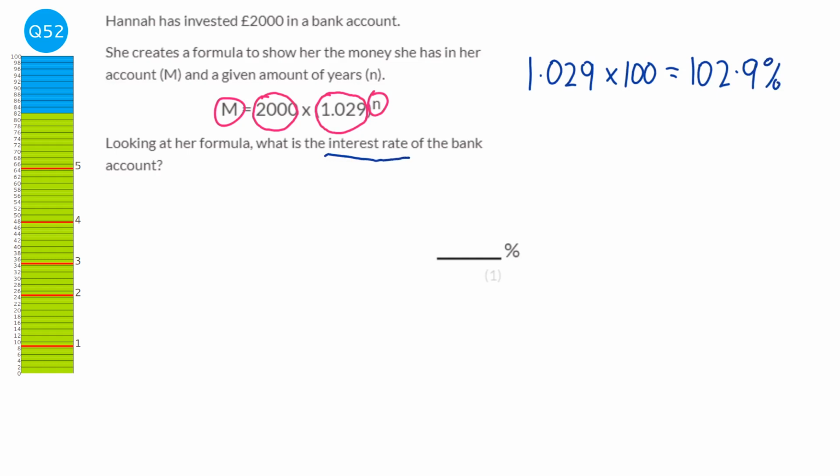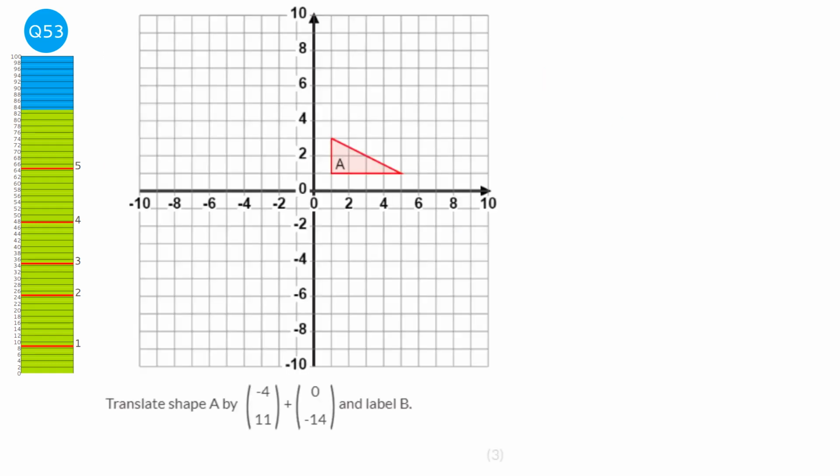Now it says, what is the interest rate of the bank? Well, this 102.9% is 100% plus the interest rate, which will equal the 102.9%. So the interest rate is going to be the 2.9%. You always start off with 100%. So if I put £5 into my bank, I've got 100% of that £5, then the interest rate is on top of that 100%. So our answer here will be 2.9%.